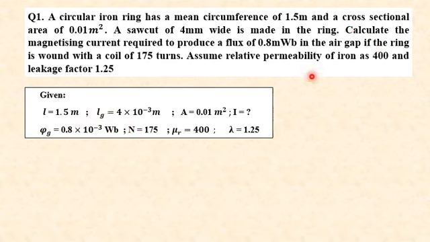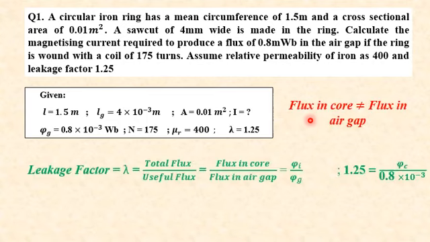It is also said that the ring is wound with a coil of 175 turns, that is N equal to 175. Assume relative permeability of iron as 400, that is mu r is given as 400, and the leakage factor is given, that is lambda is given as 1.25. So in this question lambda value is given. That means flux in core will not be equal to flux in air gap.